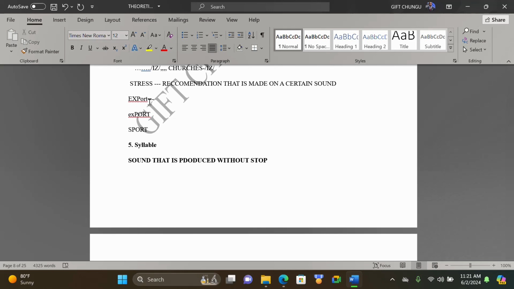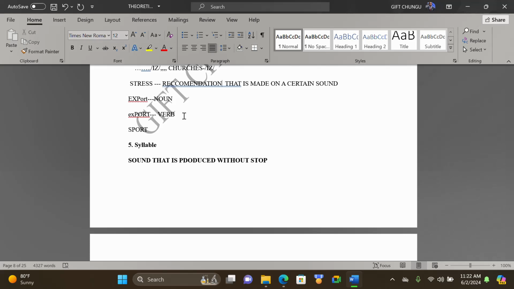So when we stress the back of the word, that is a noun. When we emphasize the front of the word like that, that is a verb. The emphasis or the recommendation that is made on a certain what? On a certain sound. So this emphasis that we are looking at here is just telling us that when we emphasize the back of the word, that is a noun.